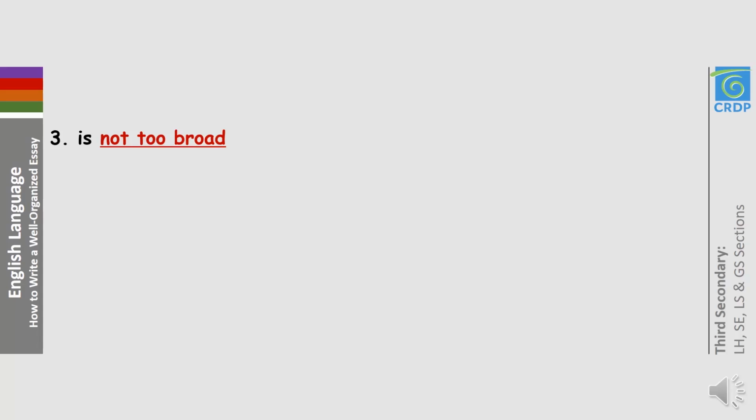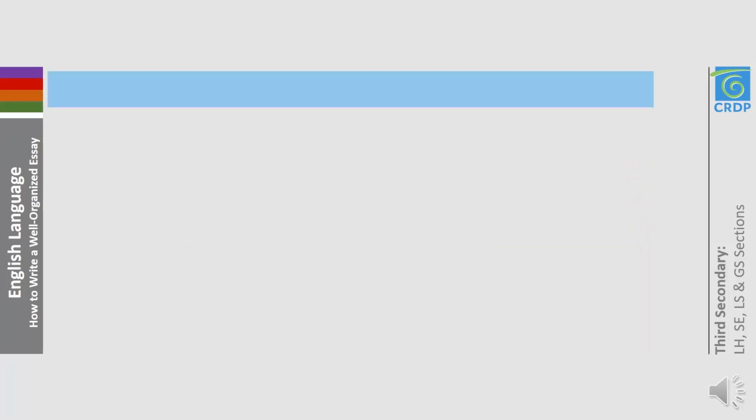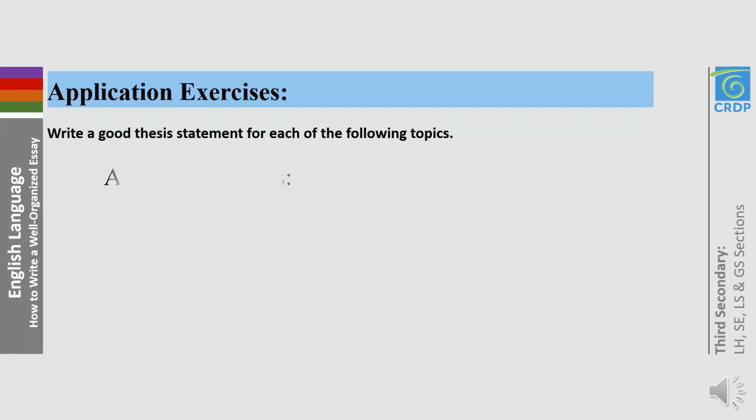For example, we can't have a thesis statement such as: sports are important to our health, because there are almost 10 benefits for sports on health. A correct thesis statement would be: sports benefit our health by refreshing our moods and by helping us to get rid of many diseases. Now it's your turn to do some application on writing correct thesis statements.